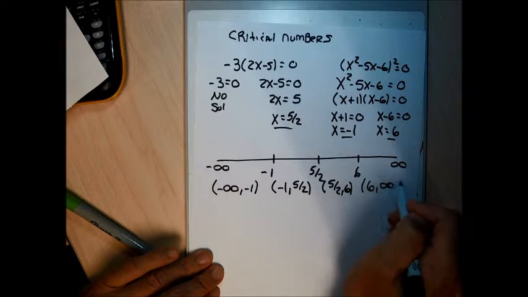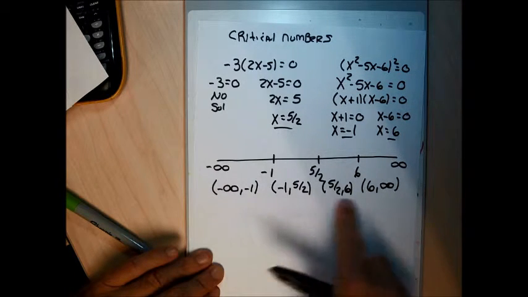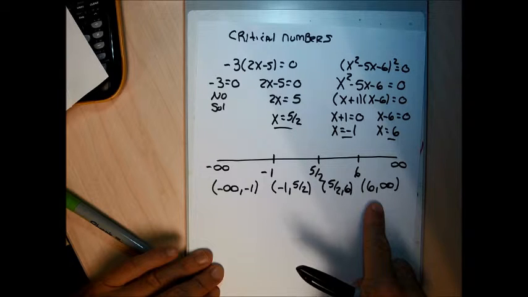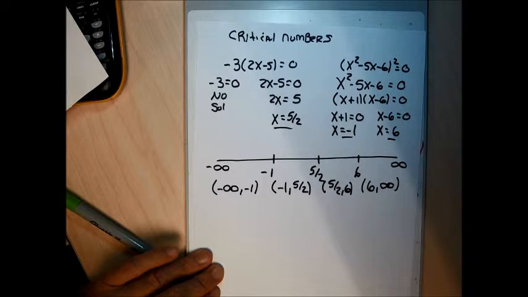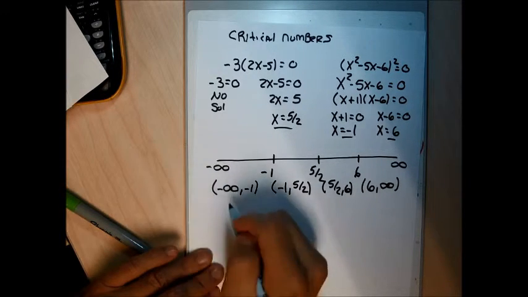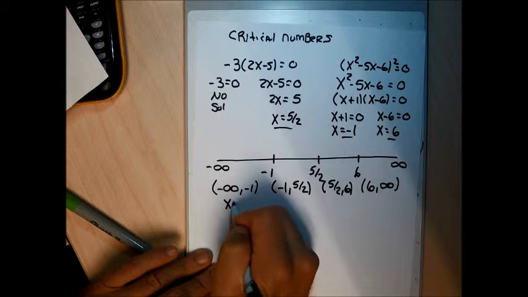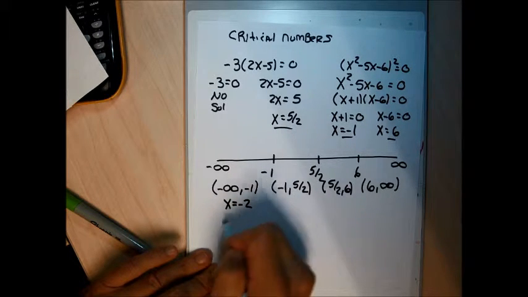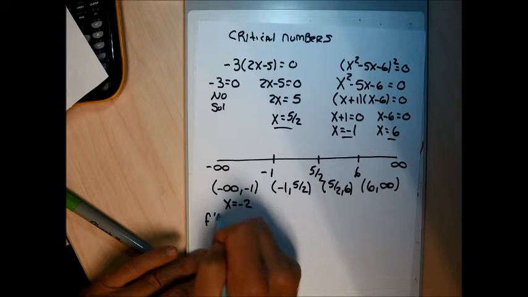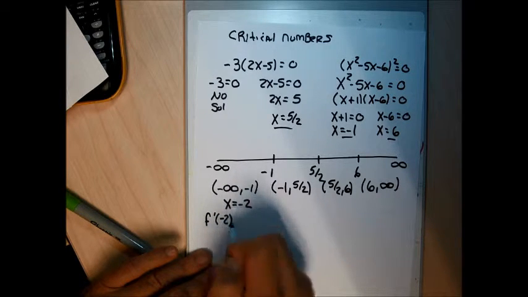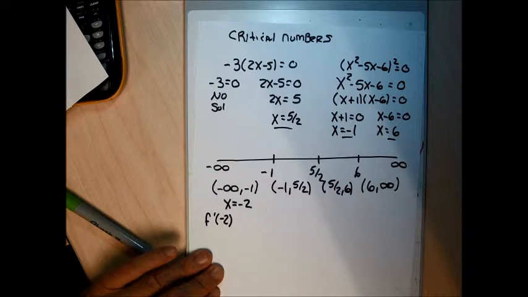In each interval, I need to pick a test number and plug it into the first derivative. When I plug numbers into the first derivative for the increasing and decreasing, I'm only worried about the signs, and I use the dy dx feature on my calculator. In the far left interval, I'm going to pick x equal to negative 2, and eventually I'm going to find out what f prime of negative 2 is using the dy dx feature on my calculator.